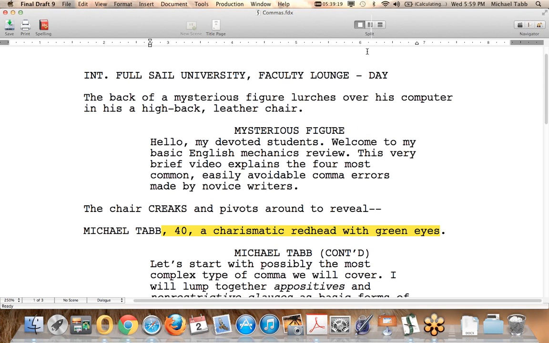Interior, Full Sail University, Faculty Lounge, day. The back of a mysterious figure lurches over his computer in a high-back leather chair.